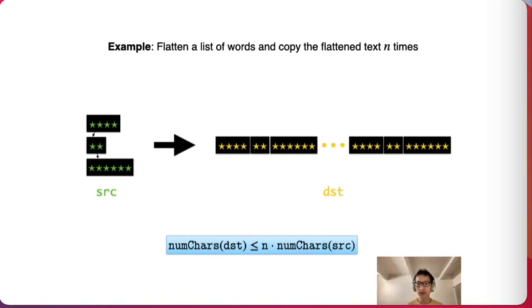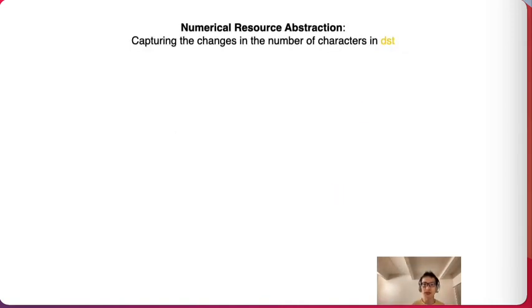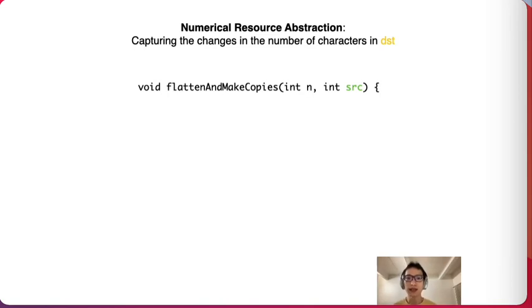Since we only care about the number of characters of dest, we consider a numerical resource abstraction of this flattening routine with the changes in the length of dest. We represent the number of characters in source and dest by integer-typed variables with the same names. For example, source represents the number of characters in the source list.